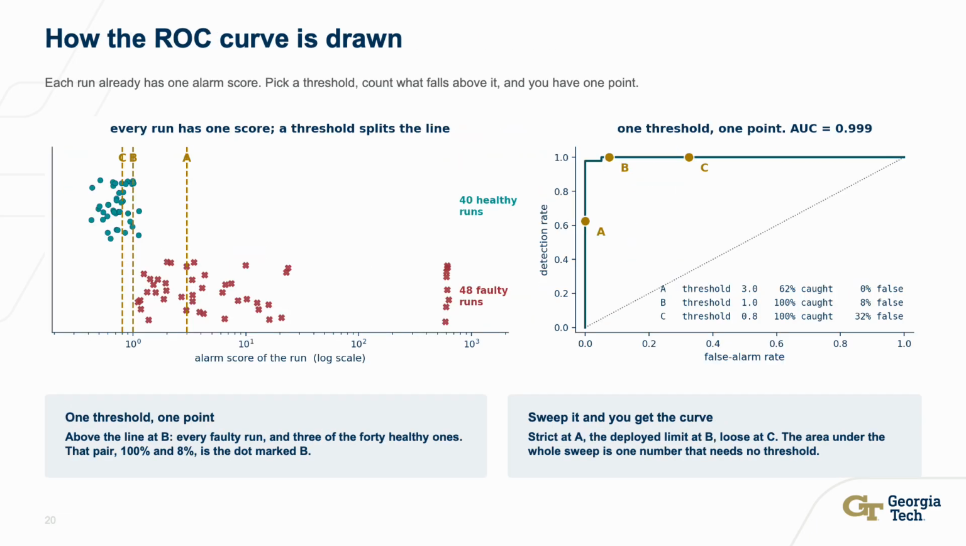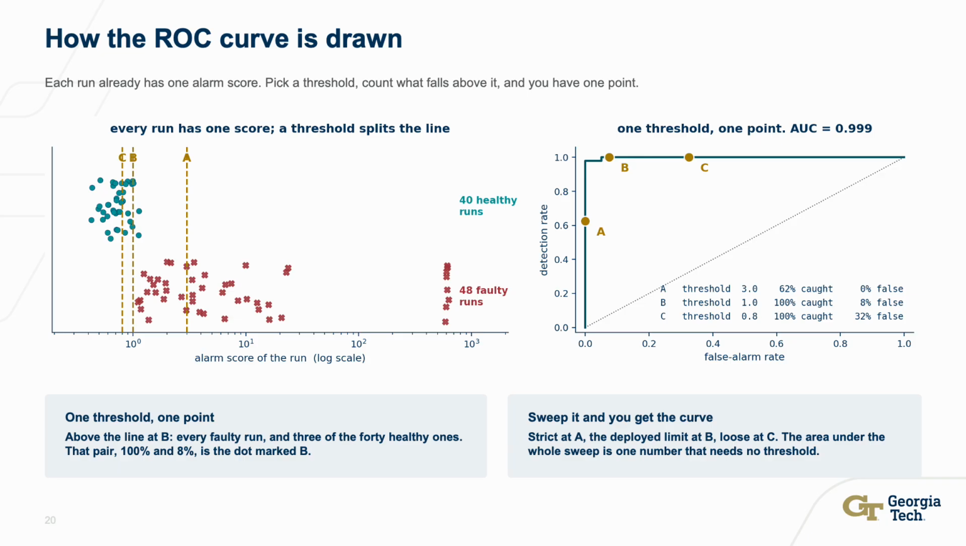Before comparing detectors, be clear about what an ROC curve is, because it is easy to read as a mysterious object and it is not. Left panel, every run in the held out set already has one alarm score. The teal dots are the 40 healthy runs and the red dots are the 48 faulty ones, and the axis is the score on a log scale. The vertical dashed lines are 3 candidate thresholds. Nothing else is happening. This is the whole data set on one axis.